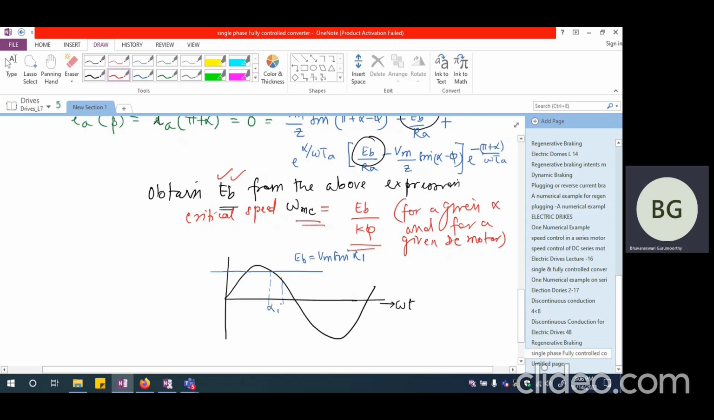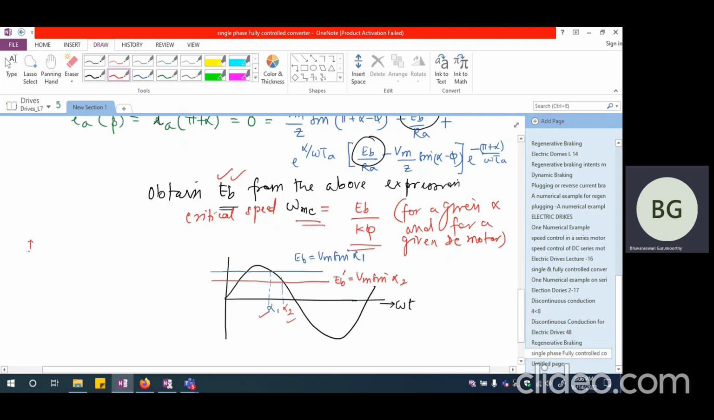And similarly, if I call this alpha 2, I'm going to have EB equal to Vm sine alpha 2. So at alpha 1 or alpha 2, when I want to fire the converter devices, if it so happens that the back EMF is exactly equal to Vm sine alpha 1 in the first case, or EB dash equal to Vm sine alpha 2 in the second case, you are not going to have any of the devices getting forward biased.